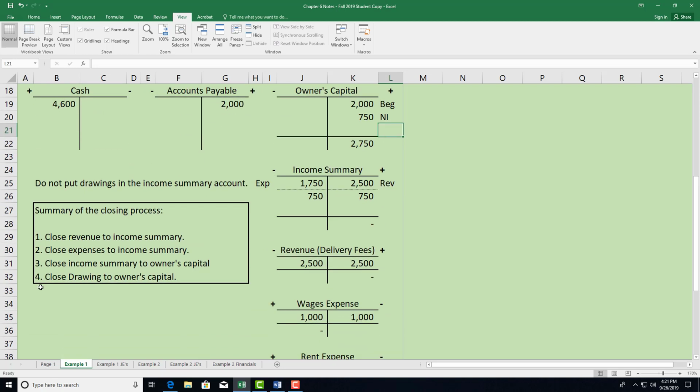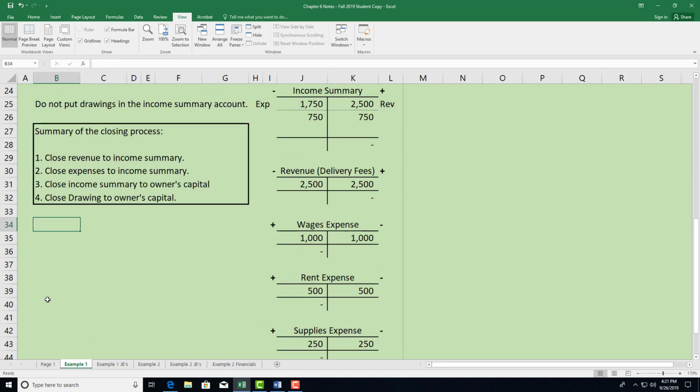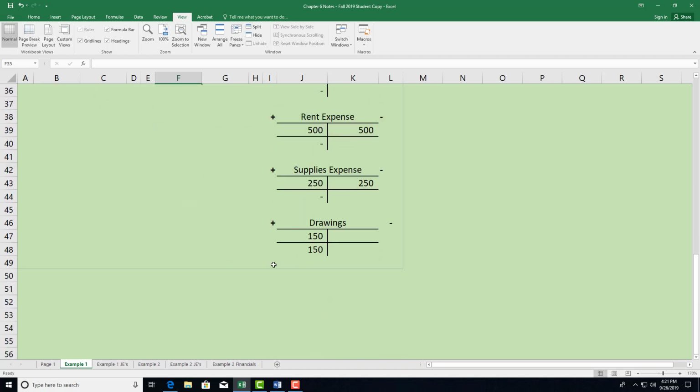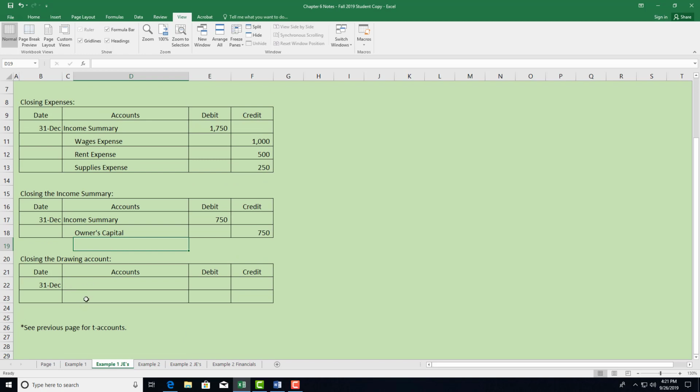And now we are at step 4, close drawing or drawings. That should really say drawings. Close drawings to owner's capital. So I can look at this account. It has a debit balance. It needs a credit to make that account equal 0. So when we do our journal entry, we need to credit drawings, and the debit side of the entry is to owner's capital.